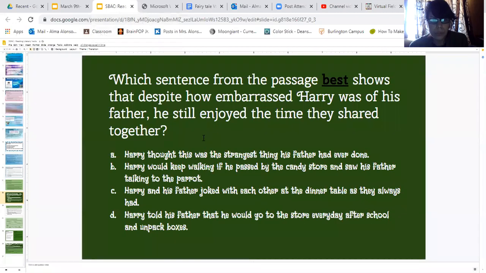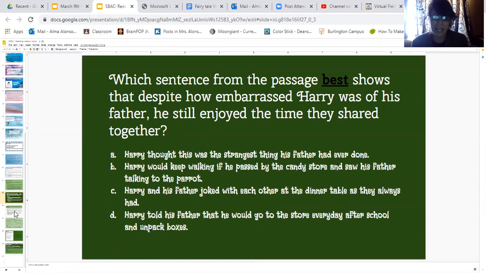Okay, so that shows that yes, they enjoyed each other's company, even though he was still a little embarrassed about his dad talking to this parrot at the shop all the time. Okay, my friends, I'm going to go to the third slide.